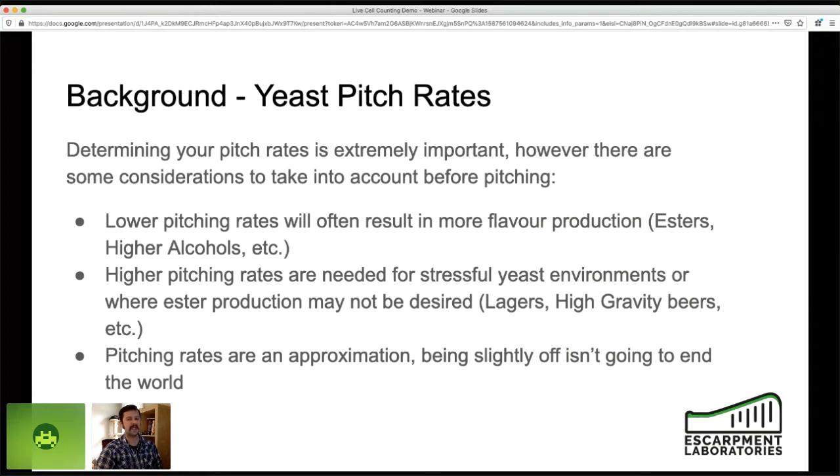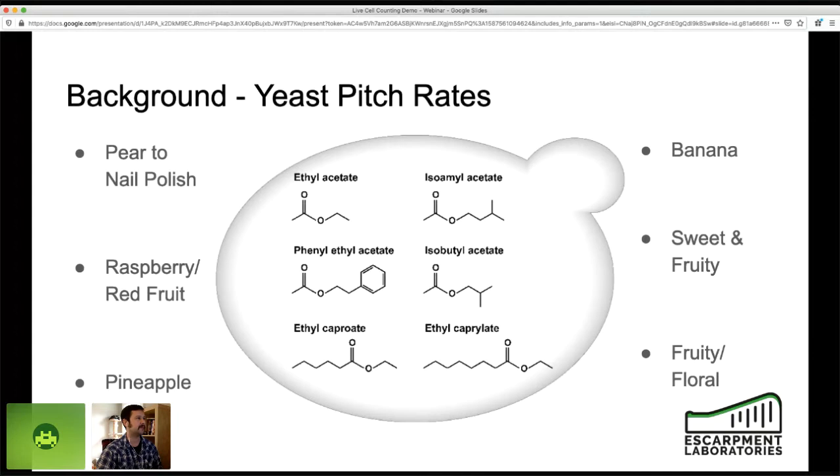Depending on your technique, you can generally see a variance of about 5%. So just a background about pitching rates. These are some of the esters and flavor compounds that can be produced whenever yeast are fermenting, and whenever they ferment warm and stuff like that.